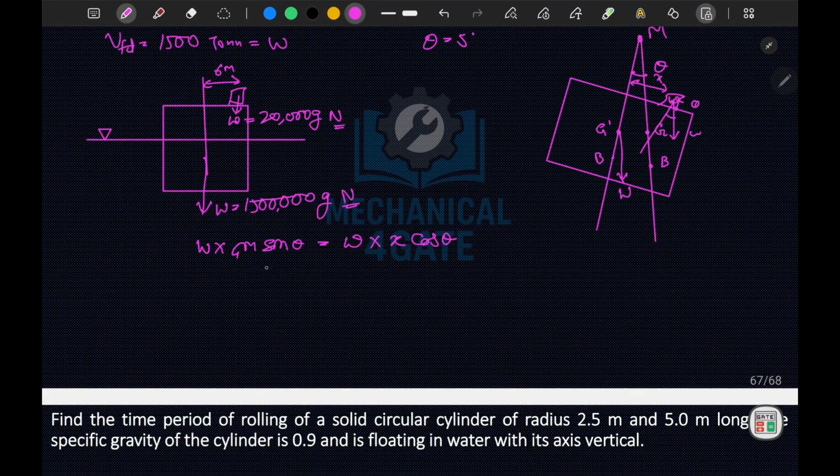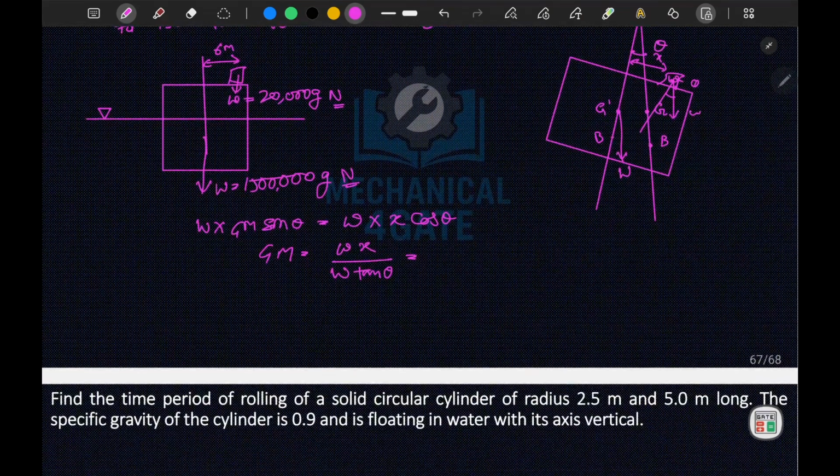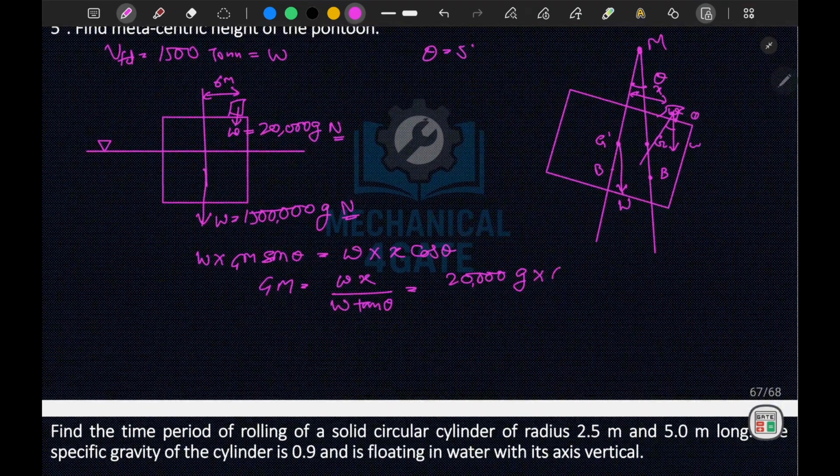So if I solve this, from here I will obtain GM is equal to w x by W tan theta. Now small w value is 20,000 ton, so 20,000 times g into x, which is 6 meter, divided by W tan theta, where W is equal to 1,500,000 g times tan theta.